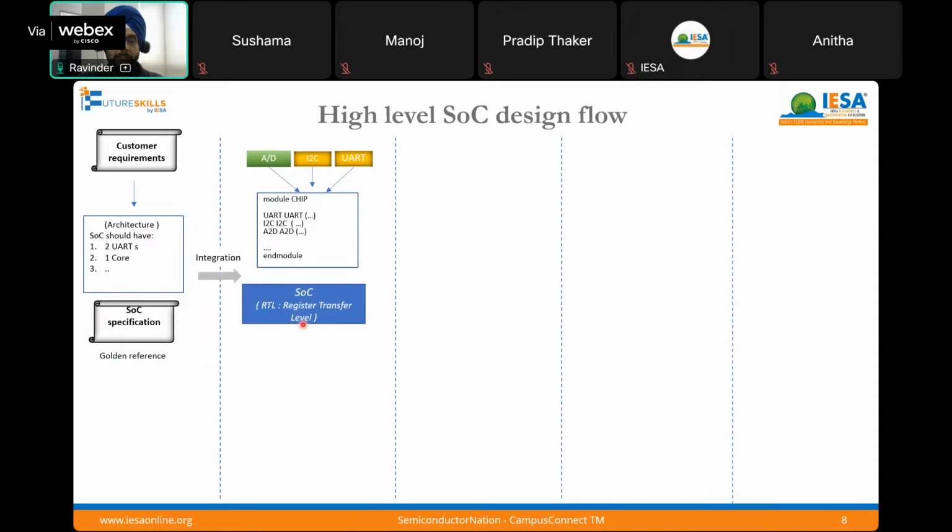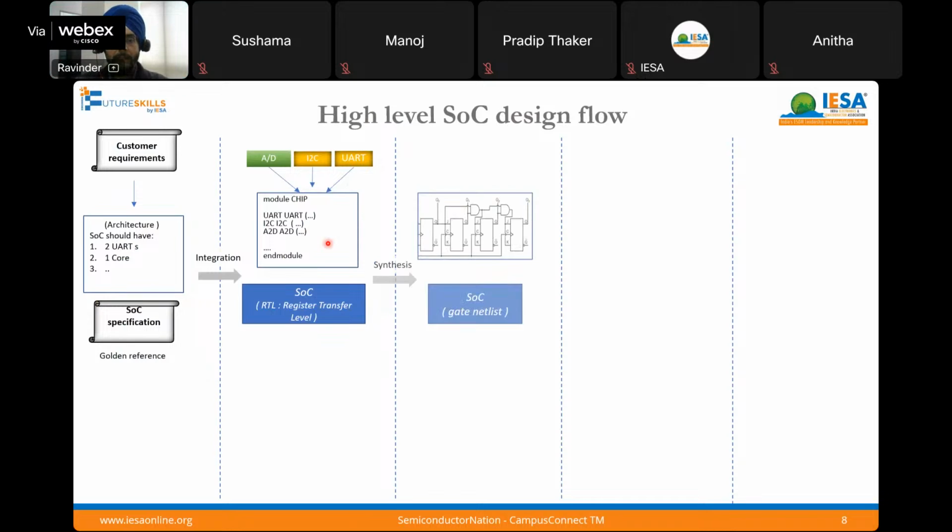The next step in the design flow is to put the SoC together, and this is done at the RTL level, which is register transfer level. This is usually done in a hardware description language like Verilog or VHDL. We collect all the IPs together. As we discussed before, it's integration of IPs: digital, analog, mixed signal. And the next step is to convert this into the gate level, mapping it into actual logic gates. This process is called synthesis, and what we get is a gate level netlist.